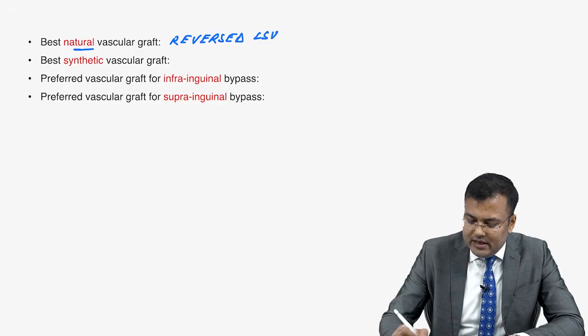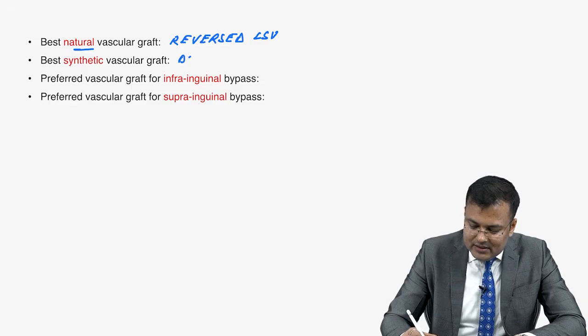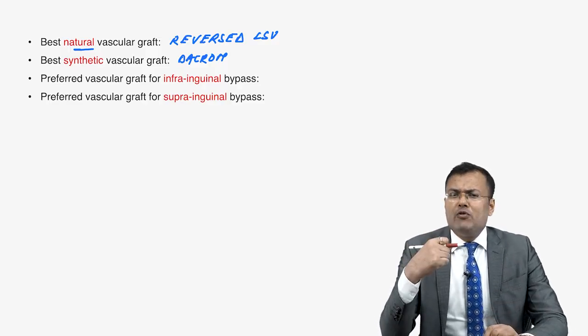It is also known as great saphenous vein. And what is the best synthetic graft? We discussed, this is Dacron. Next, preferred vascular graft for suprainguinal bypass and infrainguinal bypass.